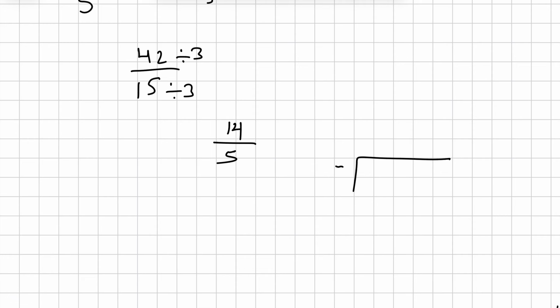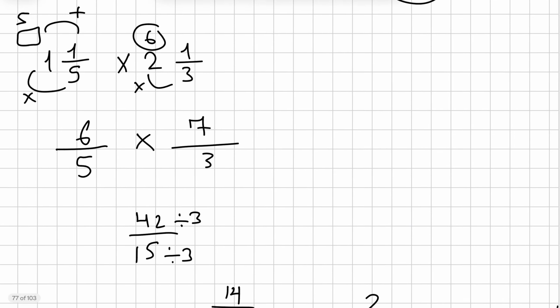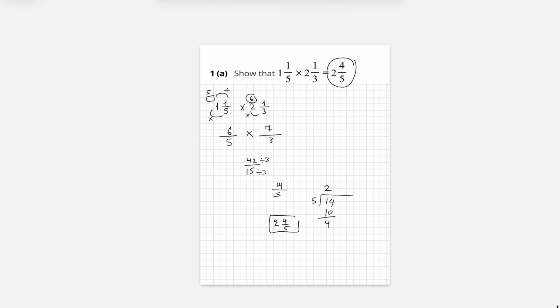Now we can change it into the mixed number form. We're going to do long division, 5 here and 14 there. 2 times 5 is 10. Subtract, we're going to have 4 here. So my answer is 2 4/5. And indeed it is. So that's the answer.